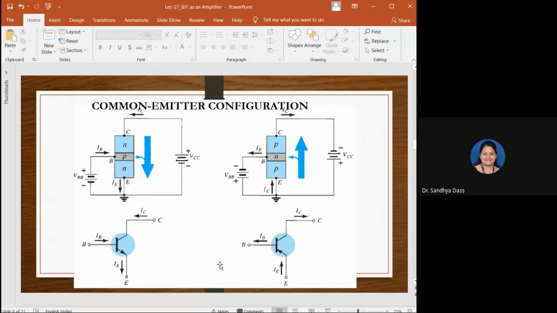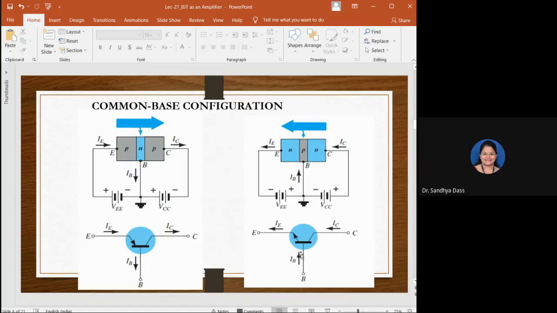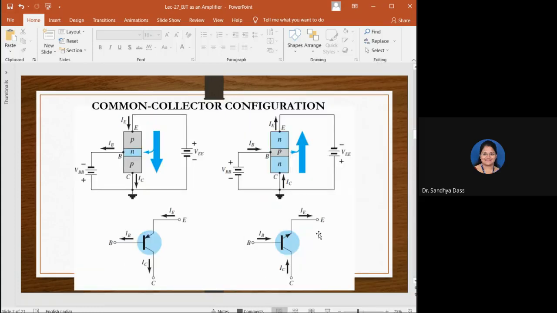So output current by input current is your current gain. For common emitter, output current is what? Collector current. And what is input current? Base current. So the ratio of IC by IB will be your current gain for common emitter configuration. Observe the configuration also there. All right. So I hope you are able to understand that for different configurations, the current gain and voltage gain also will vary, right? That's the reason why I was highlighting the input current, output current, input voltage, output voltage for all three different configurations.